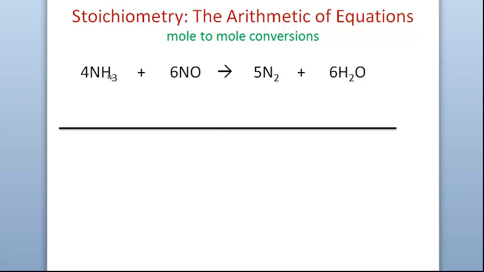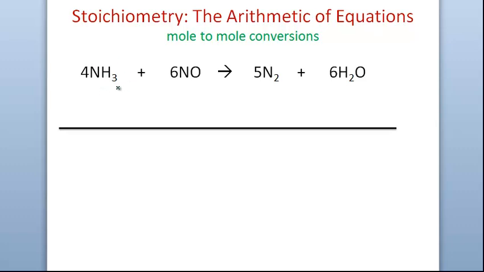So for example, we know that if we put in 4 moles of ammonia and plenty of nitrogen monoxide, then we're going to get not 4 moles of water, but 6 moles of water. That's just the way the stoichiometry of the chemical reaction works. And we can use those mole ratios to make very nice predictions as to how much product we're going to make given a certain amount of starting material.